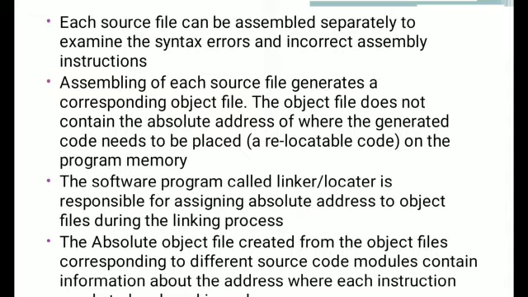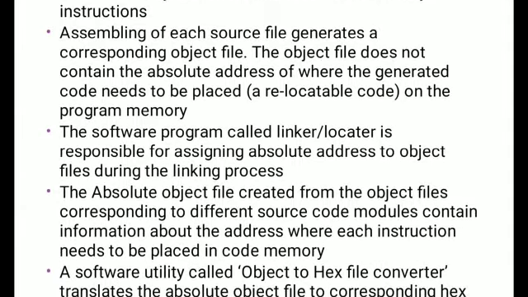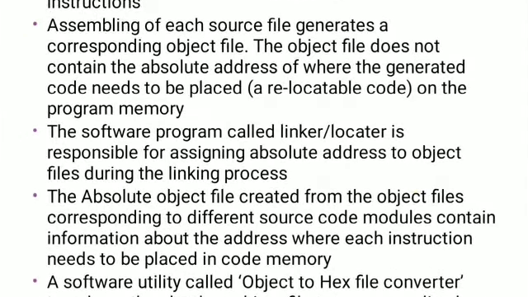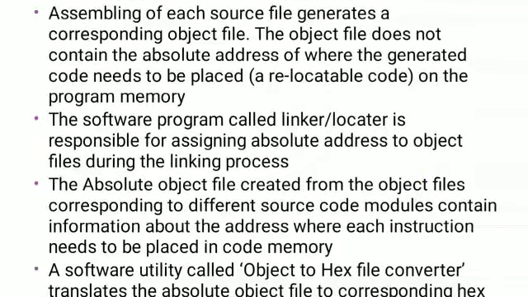Assembling of each source file generates a corresponding object file. The object file does not contain the absolute address of where the generated code needs to be placed. That is a relocatable code on the program memory. The software program called linker or locator is responsible for assigning absolute address to object file during the linking process.